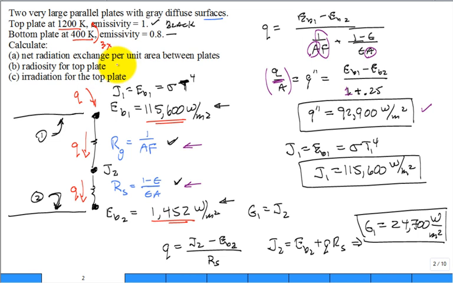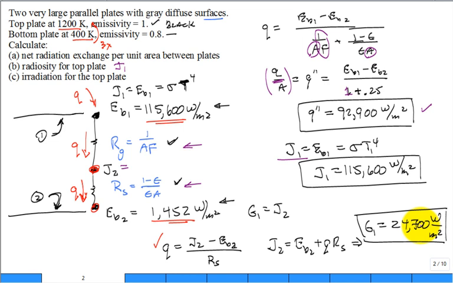Then we were asked, what is the radiosity, J1, for the top surface or plate? And we talked about that being the same as EB1. Hence, it's 115,600 watts per meter squared. And then what's the irradiation for the top plate? We talked about 3 ways of calculating G. And the easiest one is just go ahead and get J2. What comes out of surface 2 is going to impinge only on surface 1. So for this problem, that's pretty easy. And then how do I get J2? Well, J2 would be a flow of this Q from this node to that node through that last resistor, the surface resistance. So J2 is equal to EB2 plus Q times the surface resistance. Boom. And there it is. There's G1.